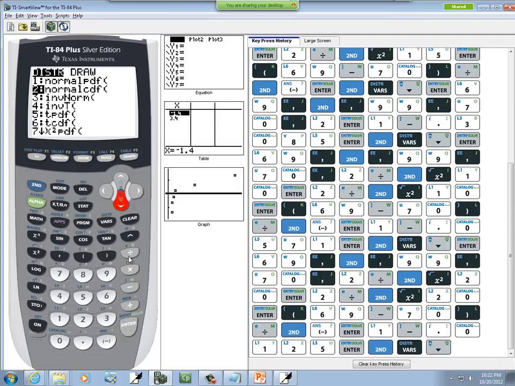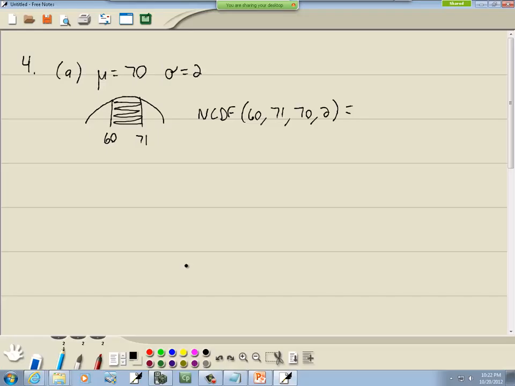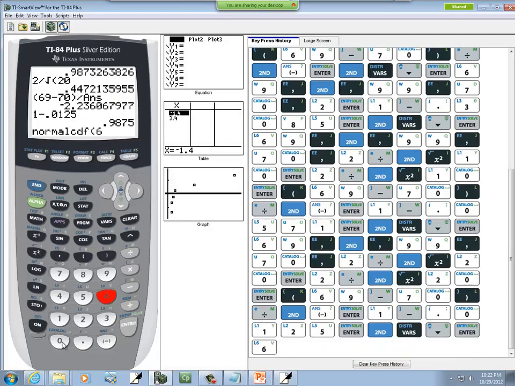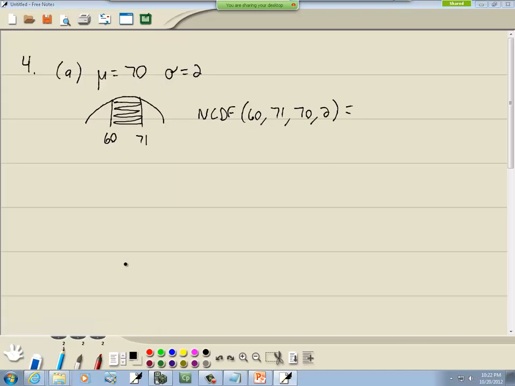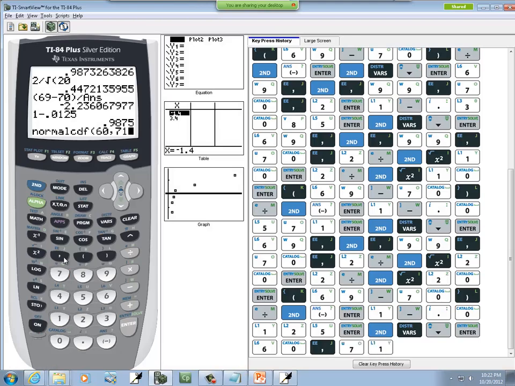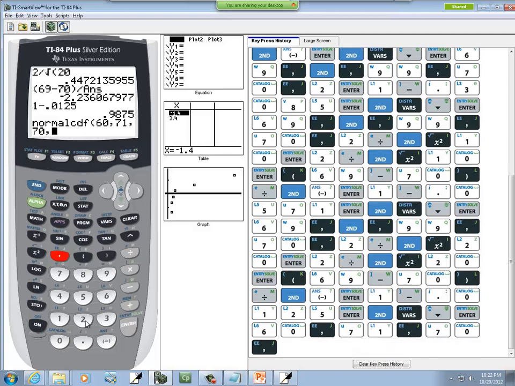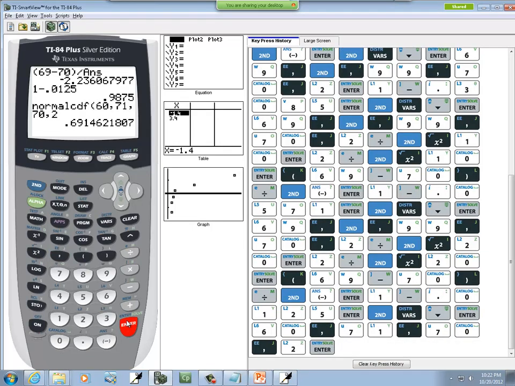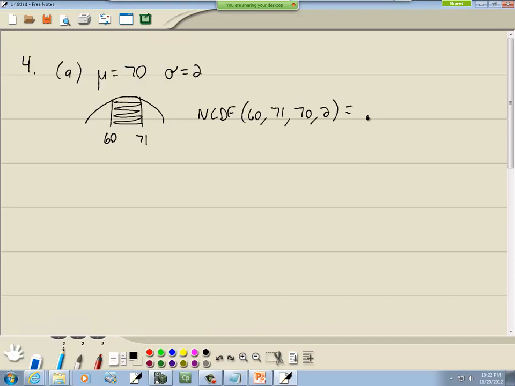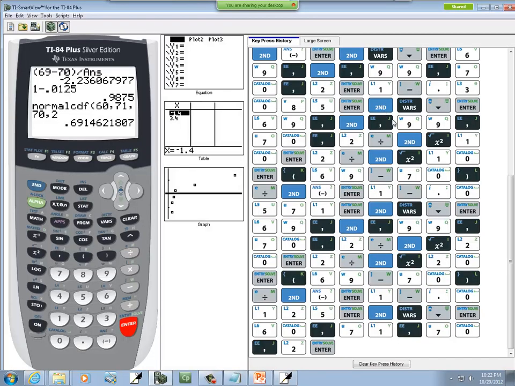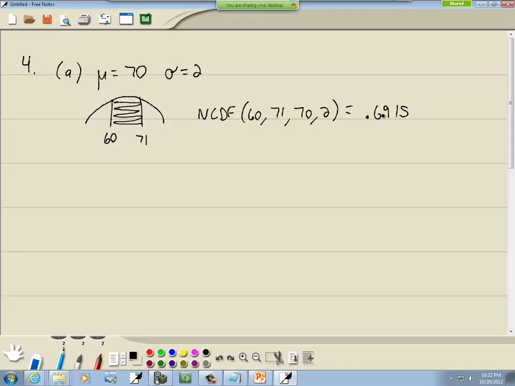Second vars, normal CDF, 60, comma, 71, comma, 70, comma, 2, enter. And we get 0.6915. And this is by calculator. And let's show by hand.